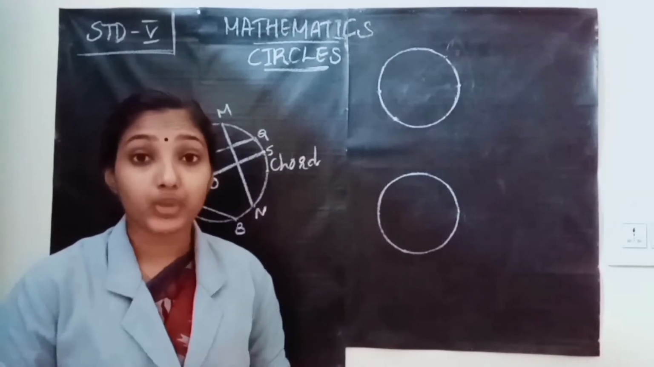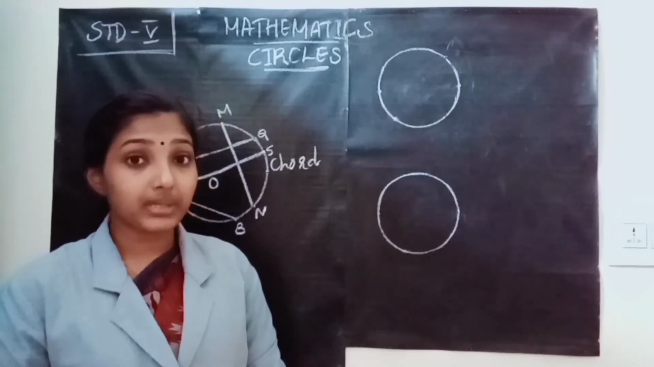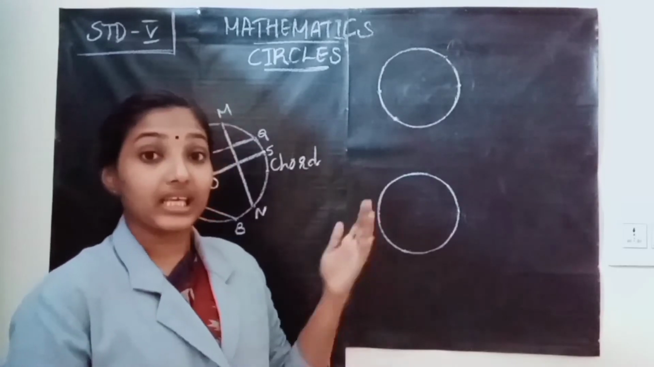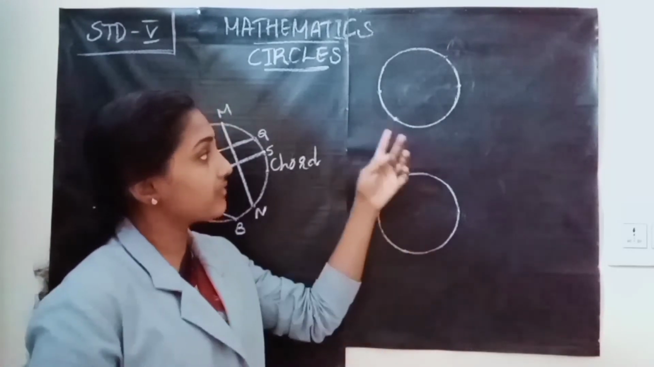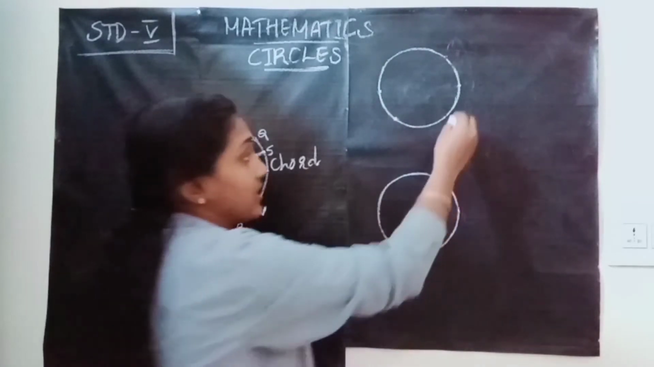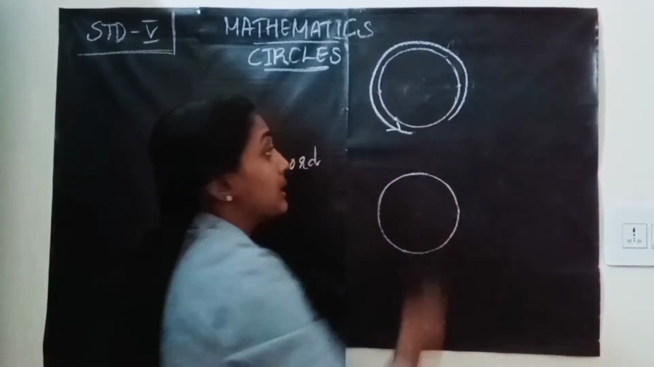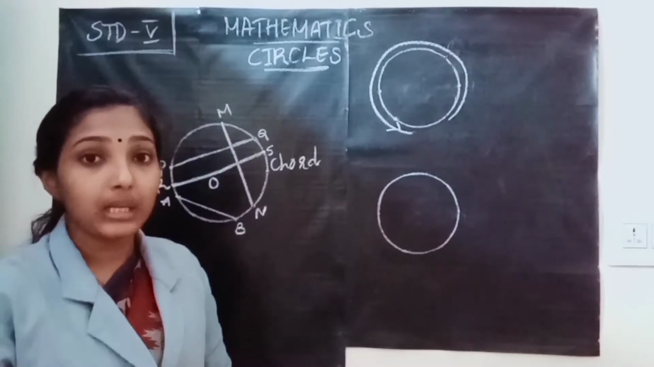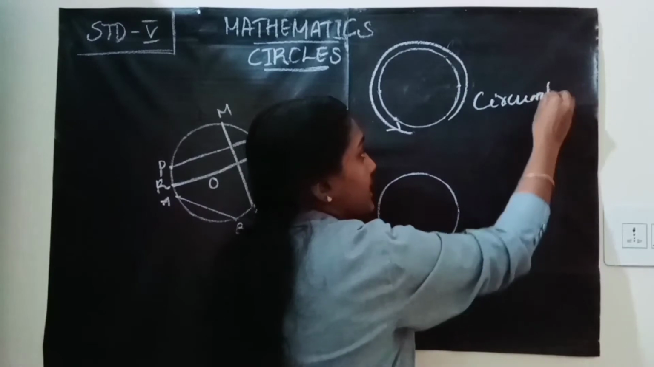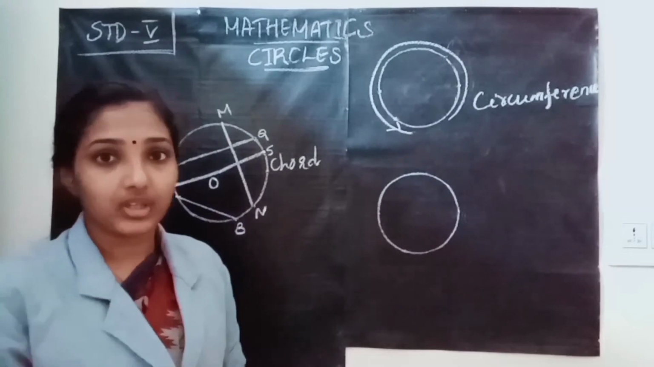We know that every closed figure has a perimeter, right? And what is the perimeter? It is the length of the boundary of the closed figure. So in the case of the circle, the length of the curved line of the boundary is called the perimeter of the circle. We call the perimeter of the circle its circumference. The perimeter of the circle is called the circumference of the circle.